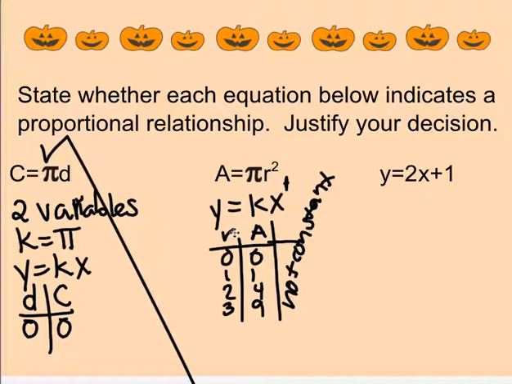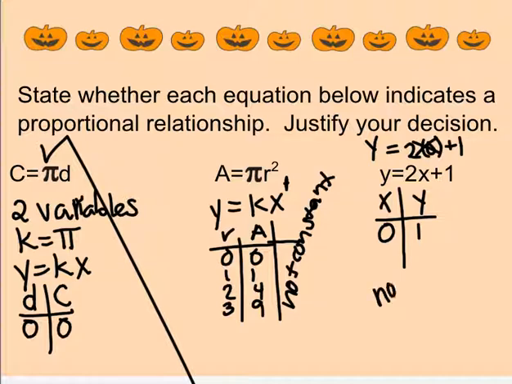And finally, y equals 2x plus 1. Well, it looks pretty good. It has two variables. We could maybe say 2 is our constant. But let's look at the table of this. If I have x and y, and I plug in x is 0. So I have 2 times 0 plus 1. Well, that means that y is 1. So does it go through the origin? No. Doesn't go through the origin.